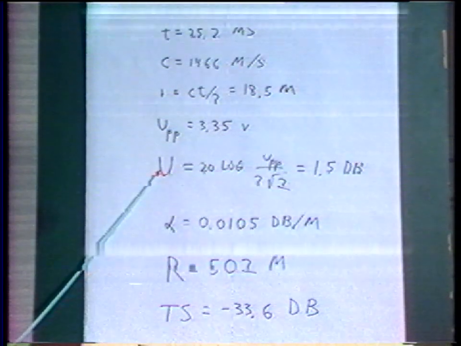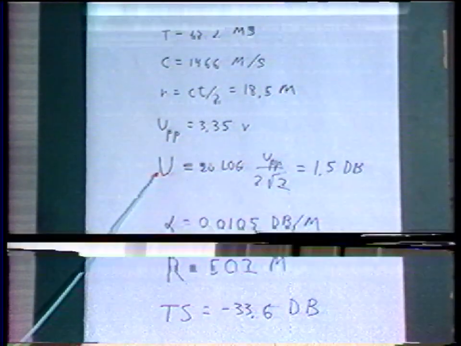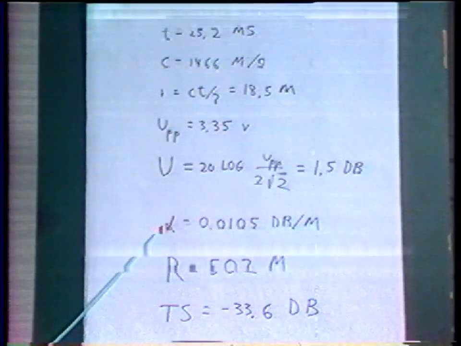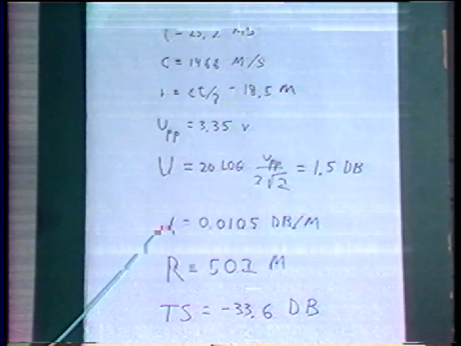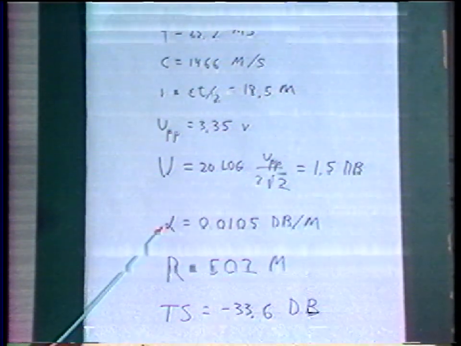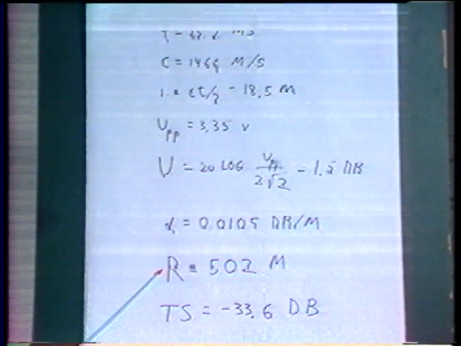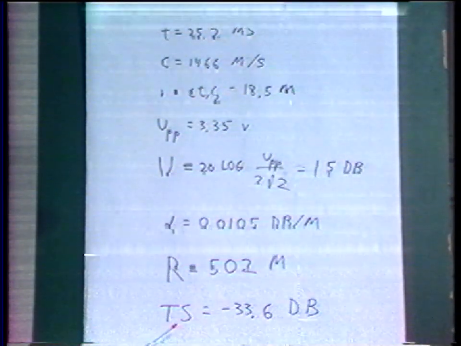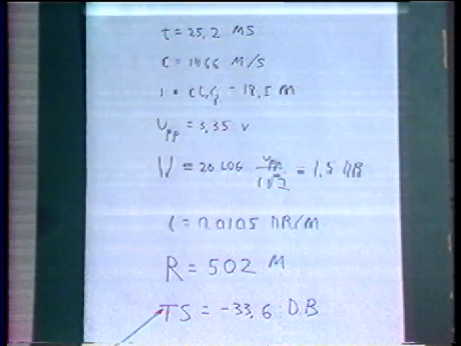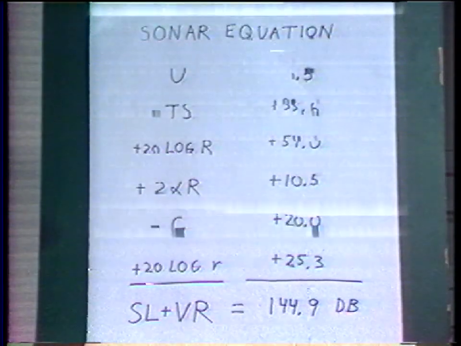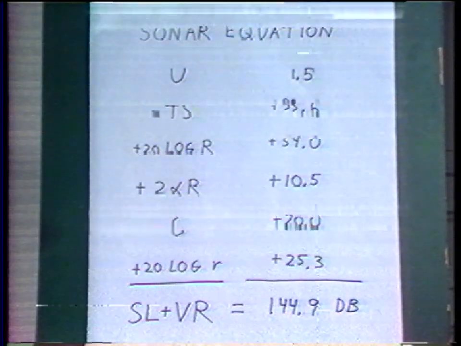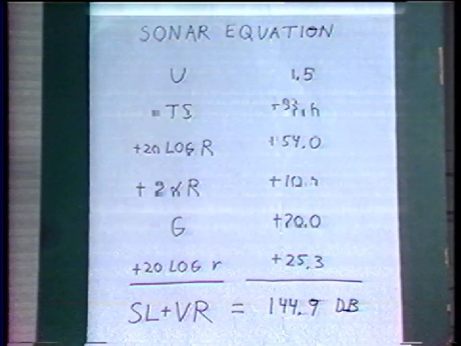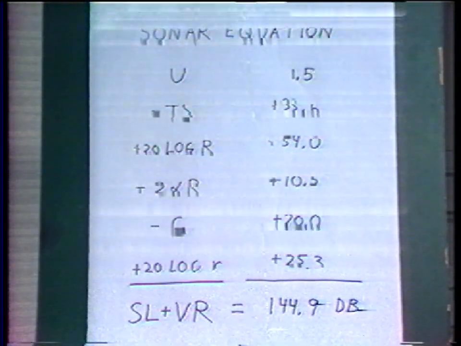Thus, the voltage level is 1.5 decibels. The absorption coefficient is a constant for the particular echo sounder, namely 0.0105 decibels per meter. For the chosen 20 log R TVG function, the cutoff range is 502 meters. The reference target strength of the sphere is adjusted in accordance with the hydrography. It is -33.6 decibels. The several quantities needed for completion of the echo sounder calibration are now available. Upon compounding, the sum of source level and voltage response is found to be 144.9 decibels.